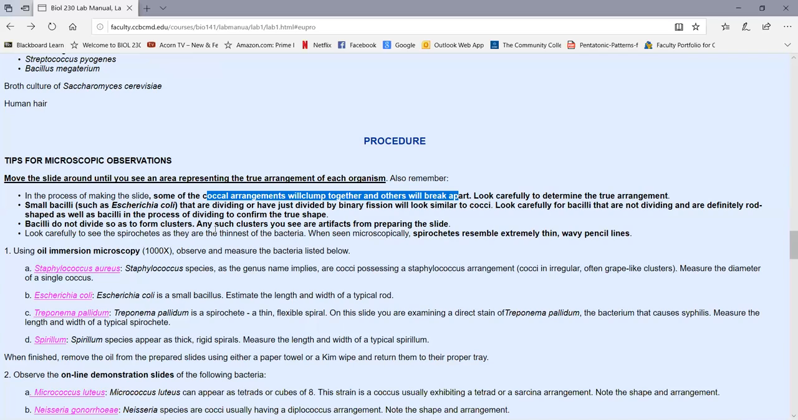And keep in mind, bacilli do not divide to form clusters. I get people saying on quizzes, it's a staphylobacillus. There is no such thing. That's a clump of bacilli. There is no staphylobacillus arrangement. There's only bacillus or streptobacillus or coccobacillus.